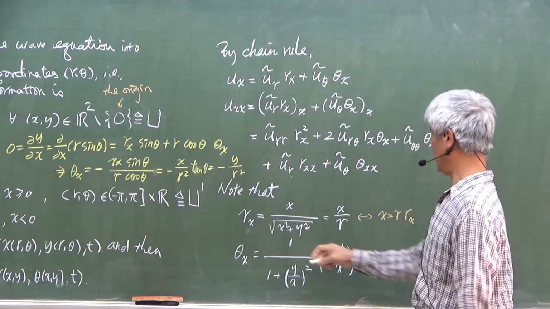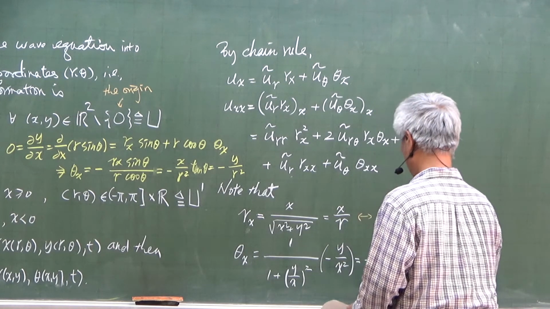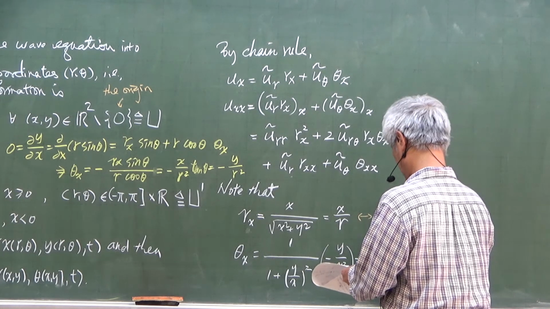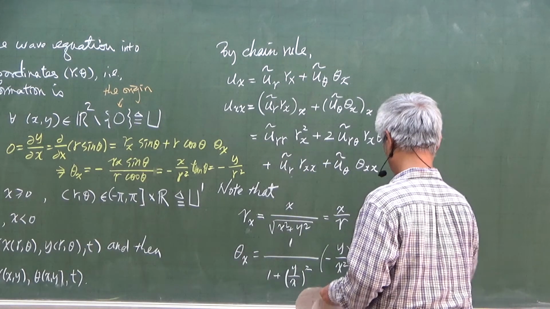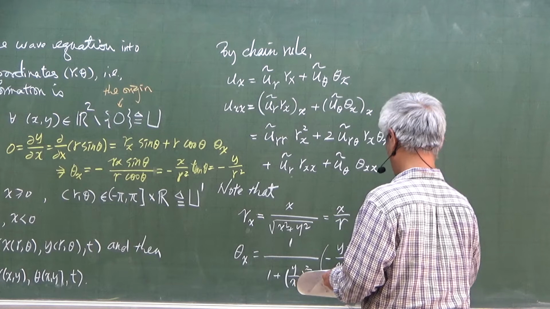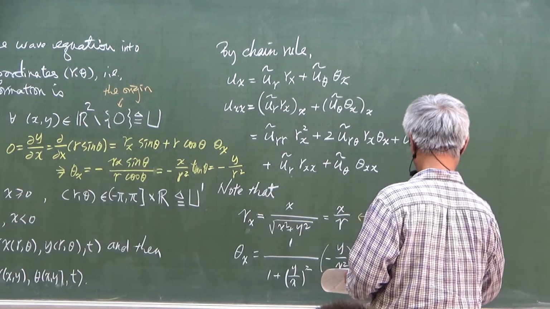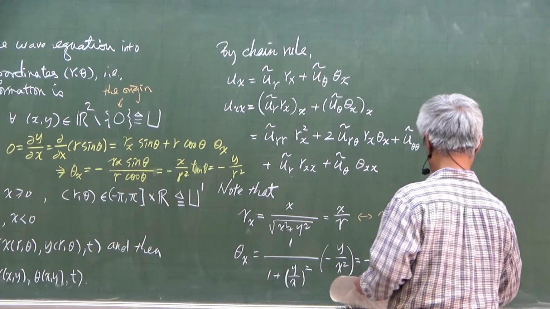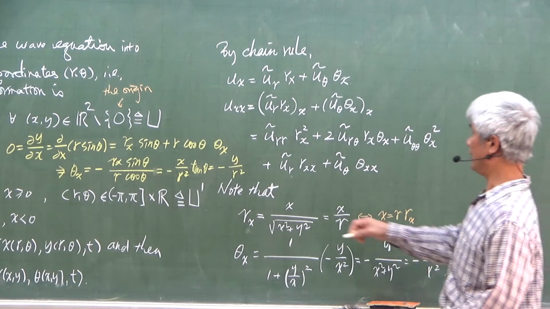And we can compute the same thing for y. After some manipulation, you have minus y, and here you have x squared plus y squared, minus r squared y. Okay, so you get the same result.